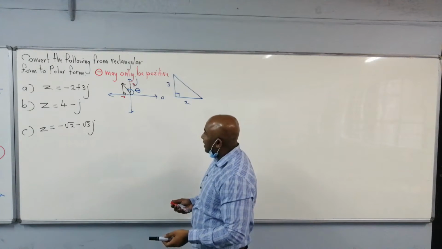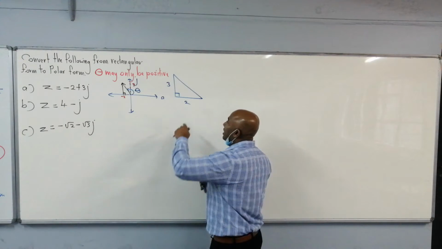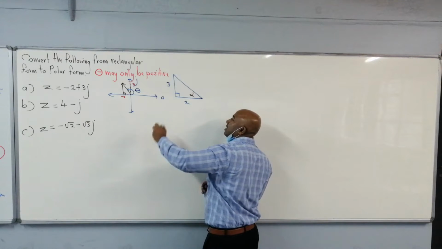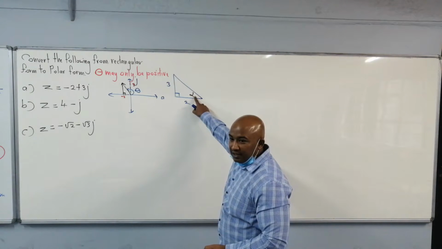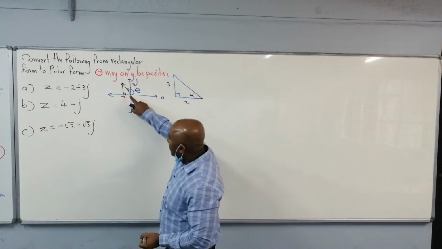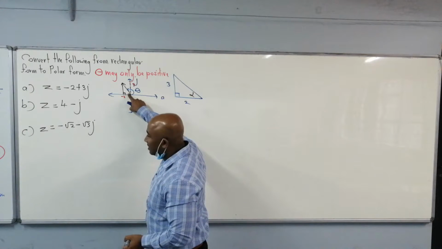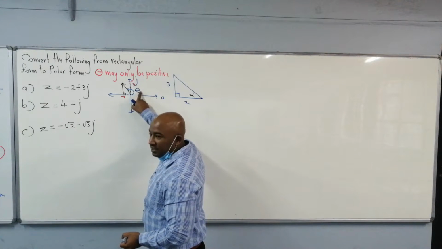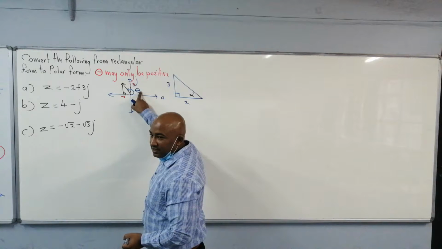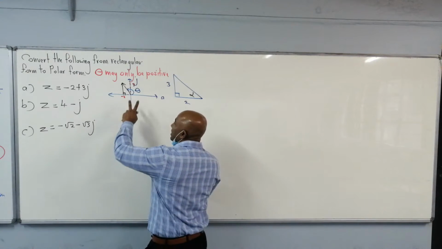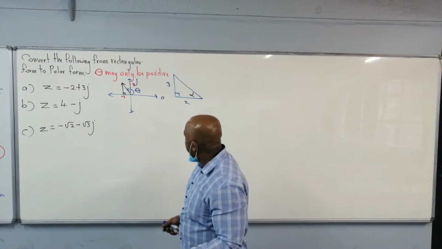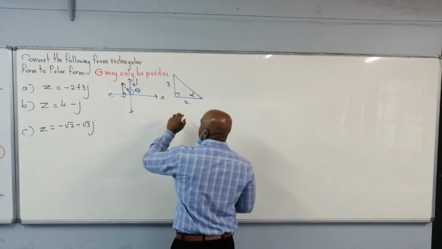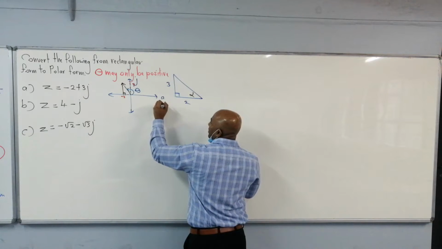Okay, so what are we doing? We first need to find this angle inside. Let's call it alpha. Let's find this angle here first. And if we find this angle, how can we find theta? We know that these two angles add up to 180 degrees.